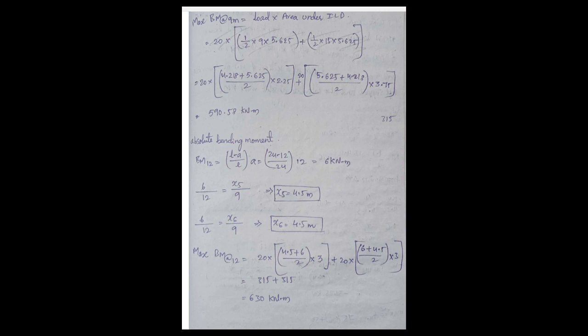So next, absolute bending moment. We know maximum bending moment, absolute means at center. So bending moment at 12 meter equals L minus A by L into A, that is 24 minus 12 by 24 into 12, that is 6 kilonewton meter. Then we'll find the ordinates x5 and x6. UDL is also at center. So maximum bending moment at 12 equals load into area plus load into area of trapezoid. Then we'll get 630 kilonewton meter maximum bending moment at 12 meters.